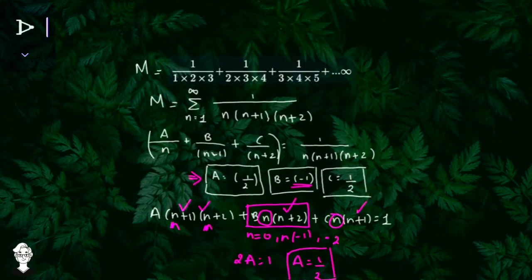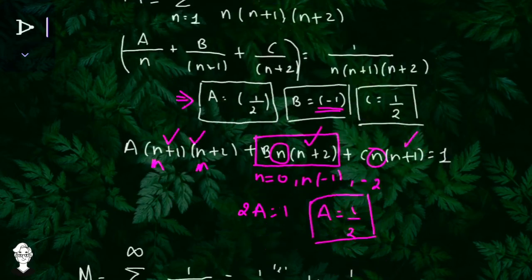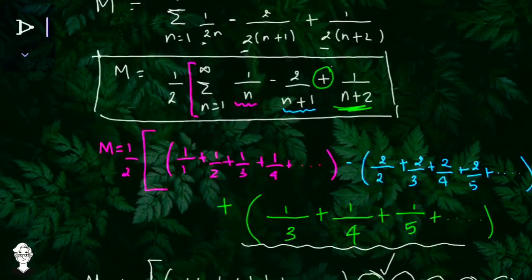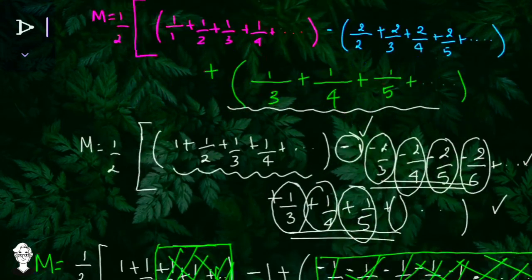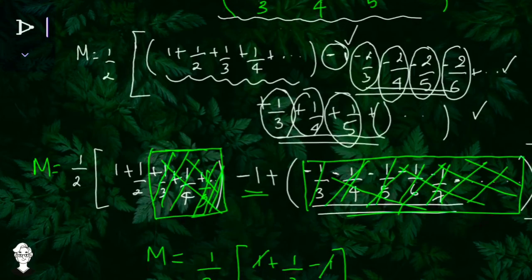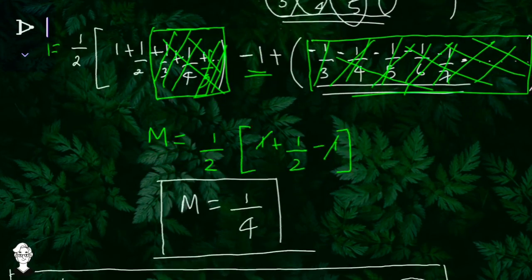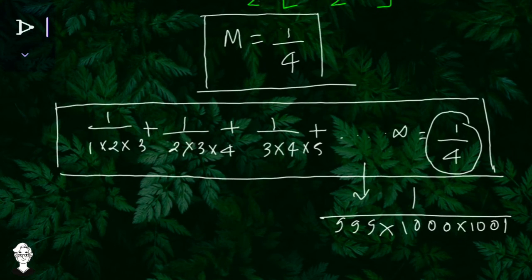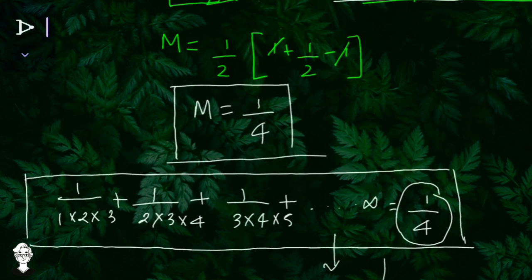So let me quickly revise it. First of all, I observed the pattern, then I did normal partial fractions, and after that took the LCM, then opened the values according to n equals 1 up till infinity. Then the beauty of this question, that all of them got cancelled out, and lastly a simple simplification, 1 and 1 cancel, and 1 by 2 into 1 by 2, 1 by 4, and that was the value of this series, and I considered this series as m. So m was equal to 1 by 4, and that was our answer.